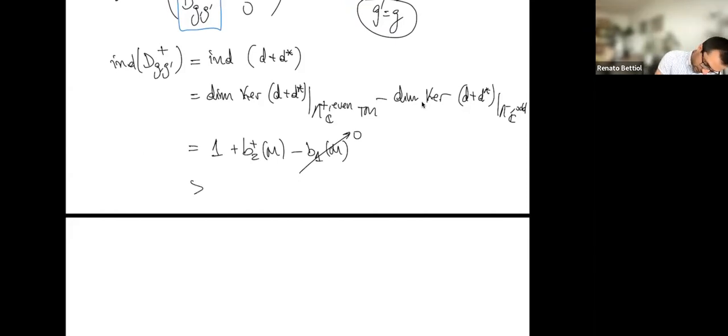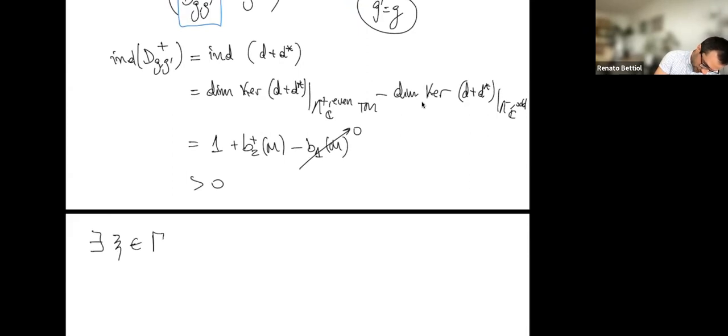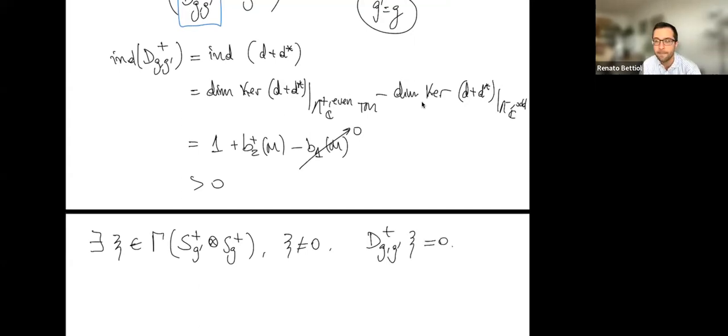And so this thing is positive, right? So you have a section. So I have a harmonic section in the plus plus part. So I have a spinor plus tensor spinor plus G, a non-zero harmonic section, in the kernel of this operator. Okay, so this is where I want to start, and it's important that I went all the way down to this plus plus part.